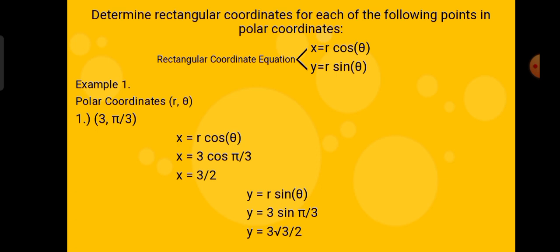So we are going to use the formula x is equal to r cosine theta. Therefore, we have x is equal to 3 cos pi over 3, and therefore we came up with the answer x is equal to 3 over 2. Then in the y coordinate, we have r sine theta. Then substitute the value. y is equal to 3 sine pi over 3. Then y is equal to 3 square root of 3 all over 2.